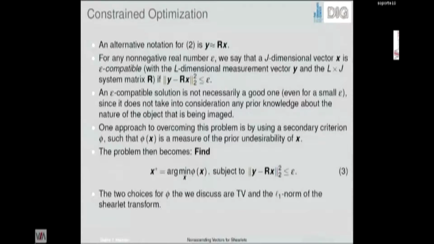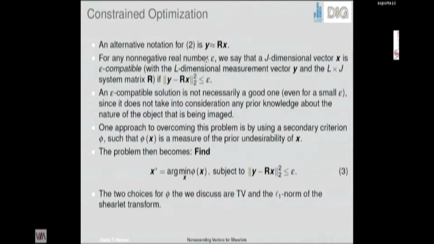One has to worry about it, how to do it in practice within a reasonable time and accurately. So an alternative notation in matrix notation is that you have the vector of measurements, you have the vector of the pixel values, and you have a matrix R, which is a system matrix showing the relation between the two.